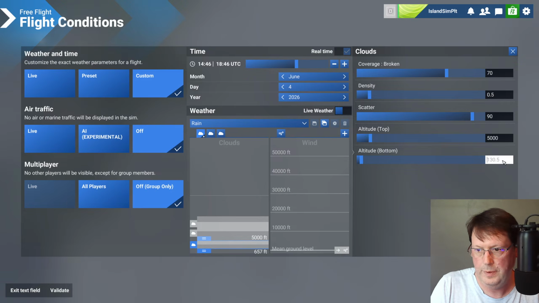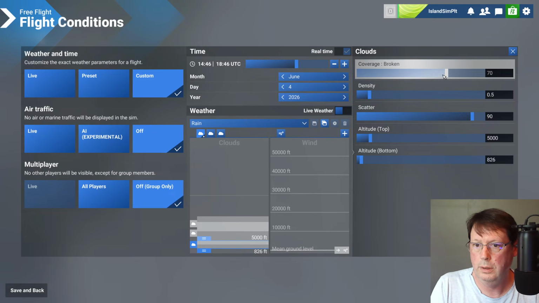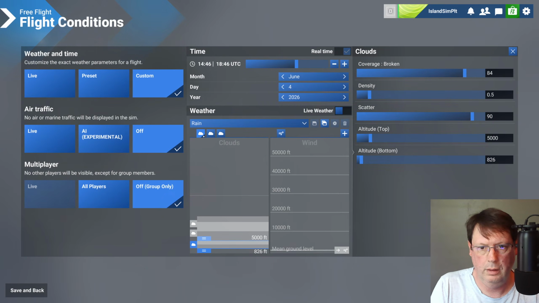Let's make it 800, which is just at about minimums. I think that's what it. Okay, 826. That's fine with me. Coverage broken. Nah, no. All right, there we go. So, nasty weather. Let's do it.